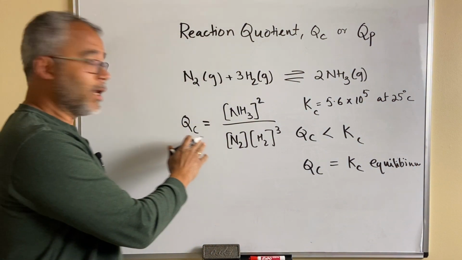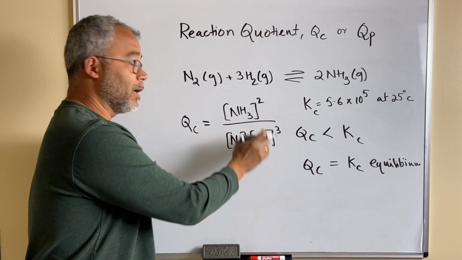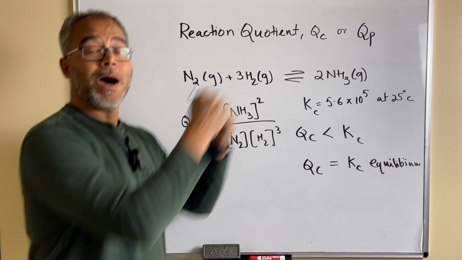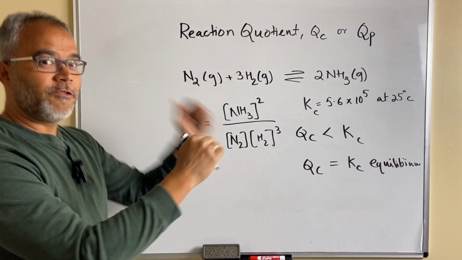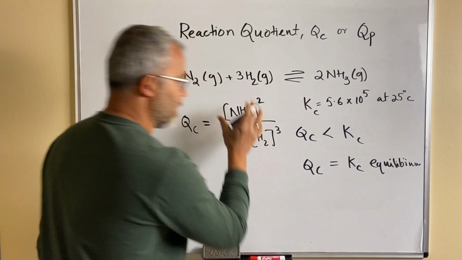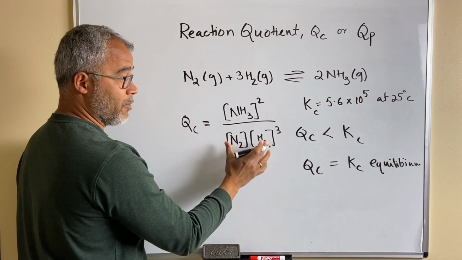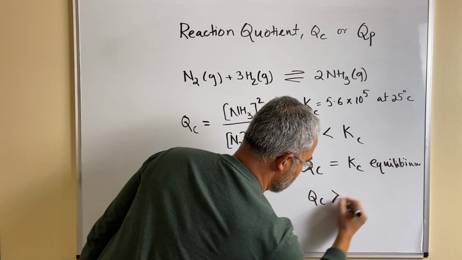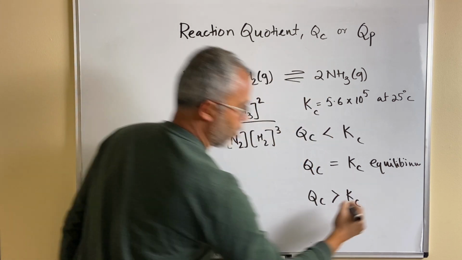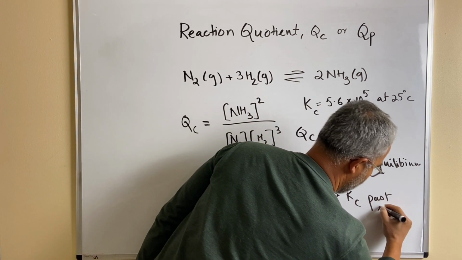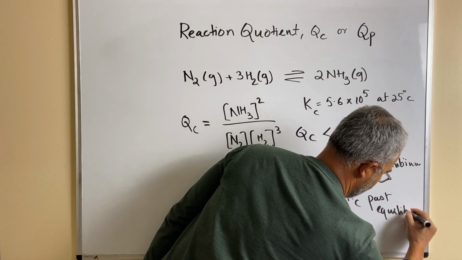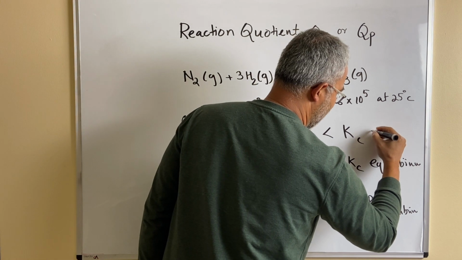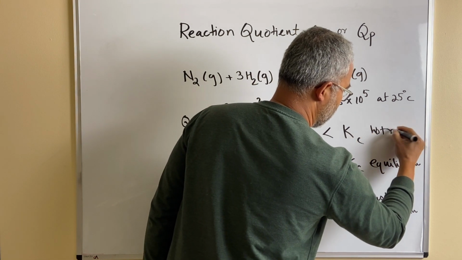Now, what happens if you have too few reactants and a lot more product than at equilibrium? Then you've passed the point of equilibrium. Okay, if you've passed the point of equilibrium, then because the products are much higher than the reactants, this number becomes much greater than Kc. Therefore, Qc is greater than Kc. So therefore, you have passed equilibrium. And in this particular case, I forgot to mention, you have not reached equilibrium yet.